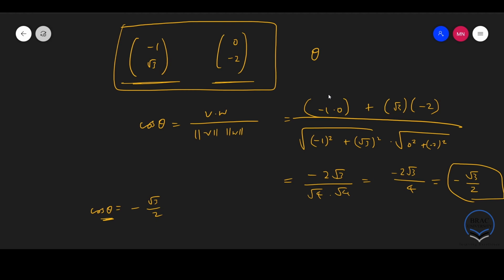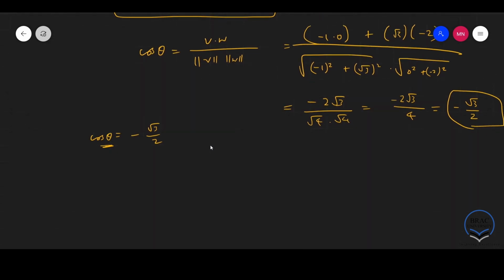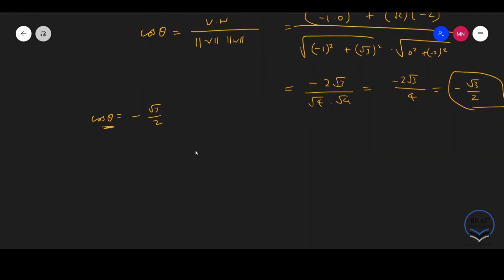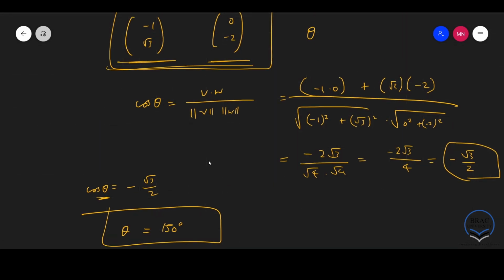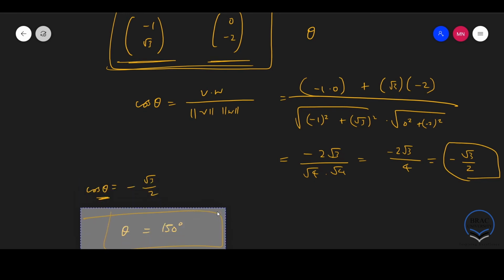So for what angle theta do I get -√3 by 2? Cosine is negative in the second and third quadrants, so we can find that theta will actually be equal to 150 degrees. Theta will be 150 degrees. So the angle between the two vectors that we were given here will be 150 degrees.